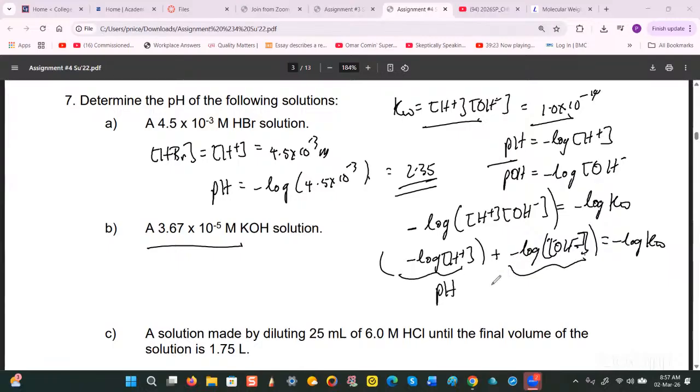This term here would be equal to the pOH. And when you add those two, you're going to get pKw, right? Which is minus log of Kw, right? And minus log of Kw is going to be equal to 14.00, right? So basically the sum of the pH and the pOH of any solution is going to be equal to 14.00, all right? That will become important later on, not in this question here, I think, but later on.